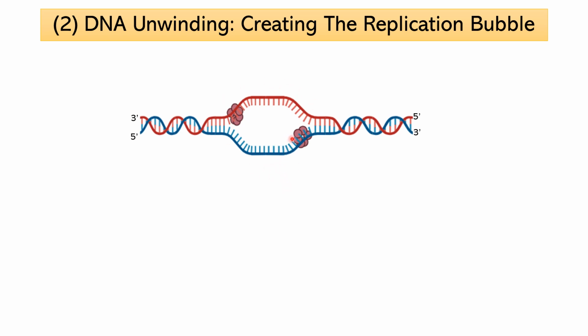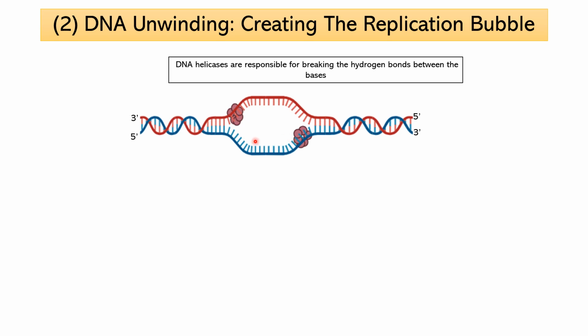Okay, so the helicases are responsible for breaking the hydrogen bonds between the nucleotides of the DNA, which results in unwinding this double helix structure and producing this bubble. And as we showed, if you remember at the beginning of this tutorial, adenine and thymine have 2 hydrogen bonds. Guanine and cytosine have 3 hydrogen bonds.